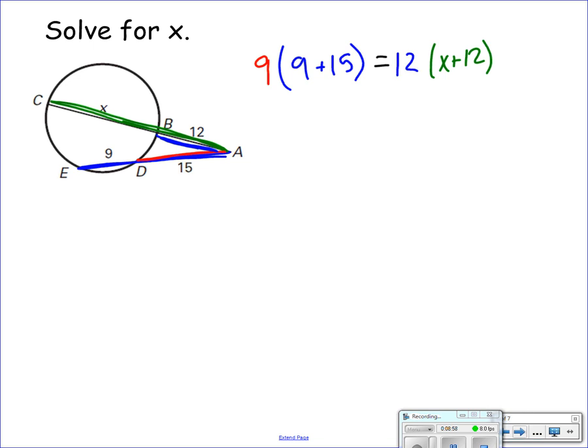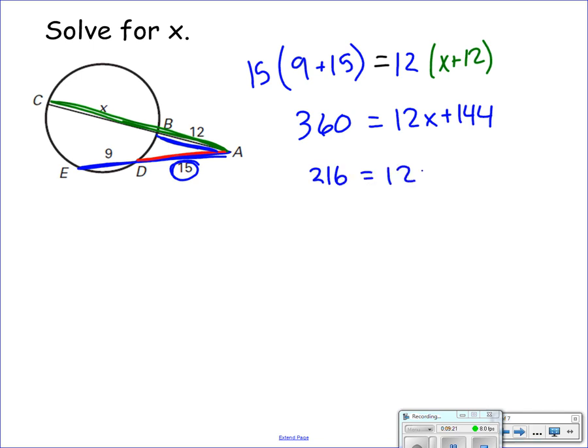The left side simplifies to 360. Make note, I made a mistake. That should be a 15. This should be 360 equals 12x plus 144. Subtract 144 from both sides. That's 216 equals 12x. x is going to be equal to 18. Luckily, I didn't have to use that big scary quadratic formula again. Make note, I did make a mistake. I corrected it. I have the 15 out in front.